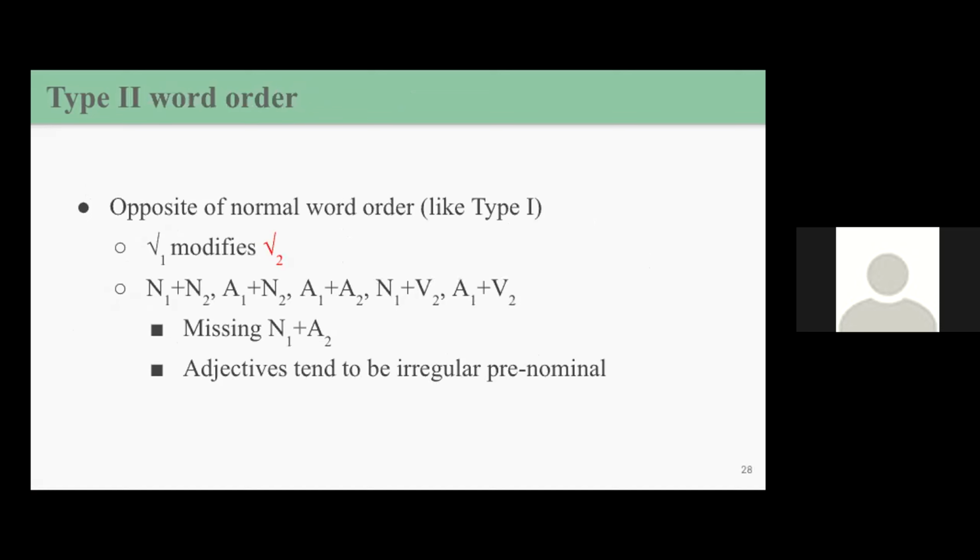And yeah, again, it has the same word order, and it's very similar in terms of class makeup of lexical categories, but it doesn't have any noun-adjective types. And the adjectives involved in these ones tend to be irregular pre-nominal adjectives. That's something I'll come back to. That's one thing where I'm not sure if I should mention it here or talk about it later.